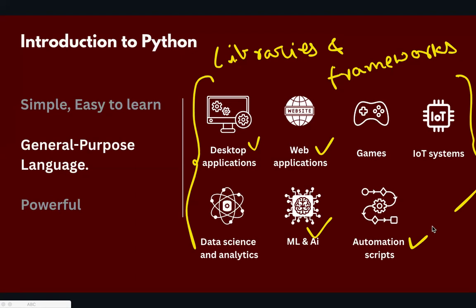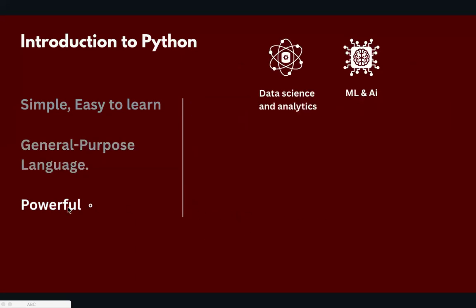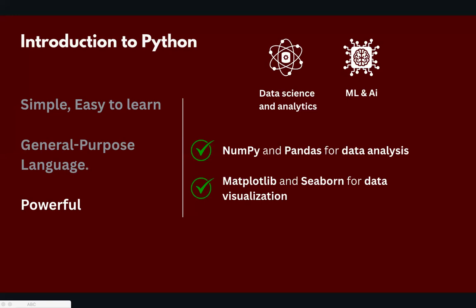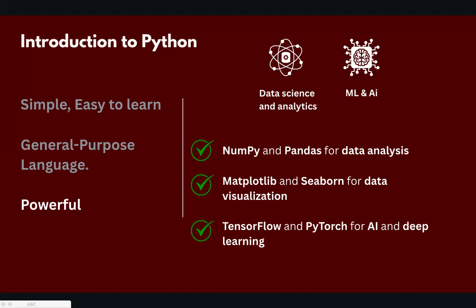And why do we say it is data centric and powerful? Why Python is powerful? Why did I call it powerful in the beginning of my session? Python shines especially in areas that deal with data, like data science, machine learning and artificial intelligence. Why does it shine? Because it has some very strong libraries developed for Python, such as NumPy and Pandas for data analysis, Matplotlib and Seaborn for data visualization, and TensorFlow and PyTorch for AI and deep learning. Using all these libraries and packages, Python has become the go-to language for modern technology and innovation.